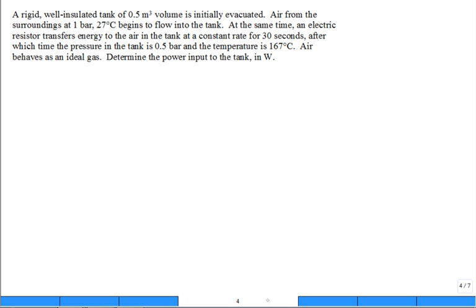We have a tank. Maybe I put it over here. There's a little hole or restriction. It goes into the tank, and we have a heater that heats up the air in the tank. Okay. I'm going to say that the air comes in at 300 Kelvin, that's 27 degrees C, and 1 bar. And the volume of the tank isn't changing, 0.5 meter cubed. And maybe I introduce a control volume.